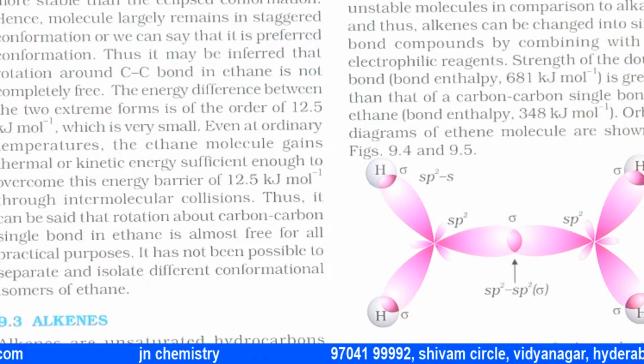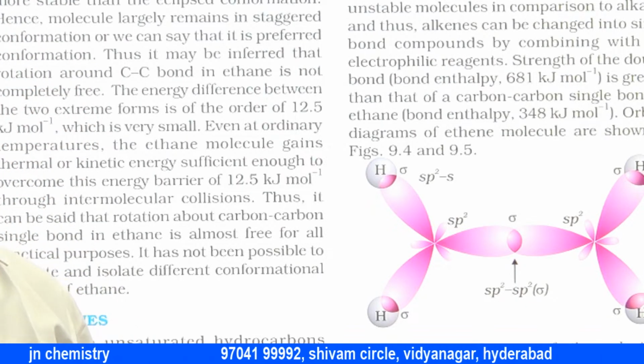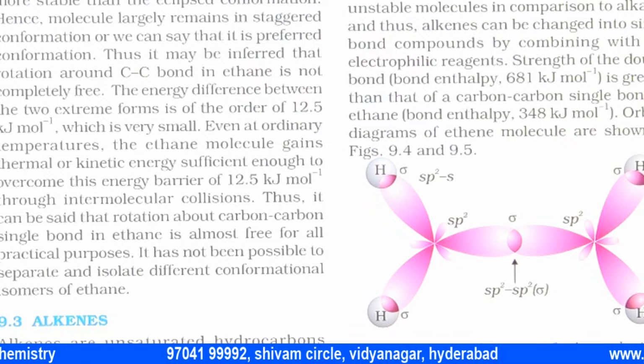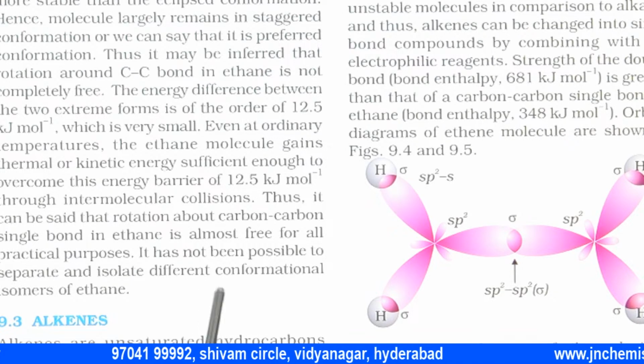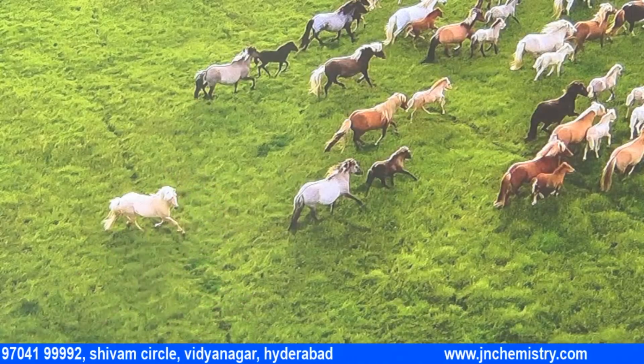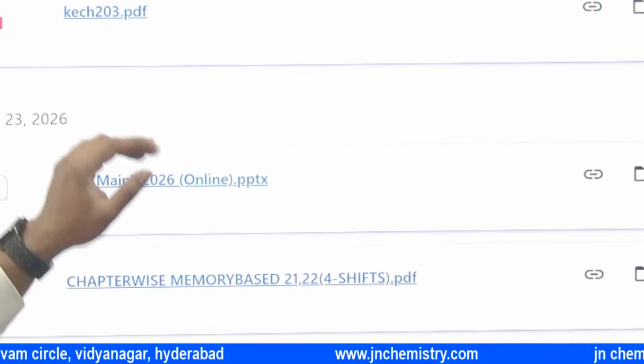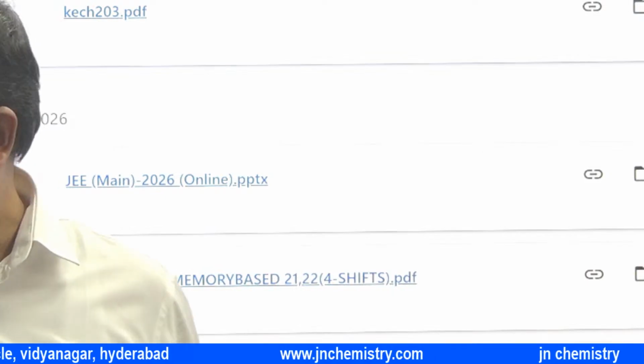Van der Waals repulsion, so obviously. Next, actually petroleum and octane, those things are there, I'm not explaining right now. Octane number and calorific value, those things actually not needed right now. So first, whatever the things are present in the NCERT, right? In NCERT. So just go through the NCERT. Okay?